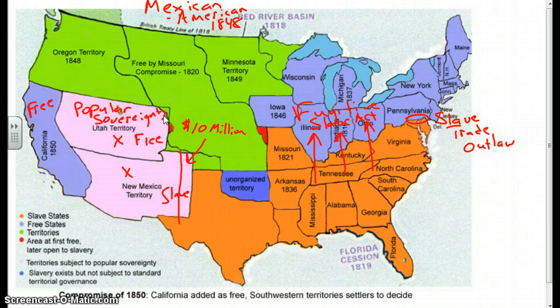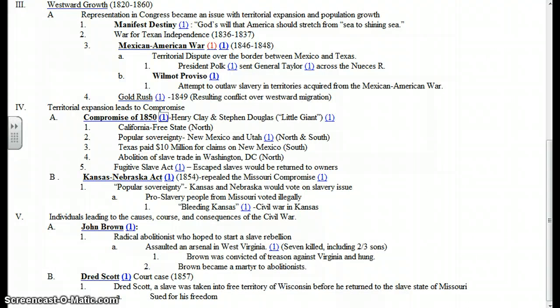So there were 5 parts to the Compromise of 1850. 1, California. 2, popular sovereignty was used to determine the slavery issue in Utah and New Mexico. 3, Texas was paid a sum of money for disputed territory with New Mexico. 4, the Fugitive Slave Act. And 5, the slave trade was outlawed in the District of Columbia.